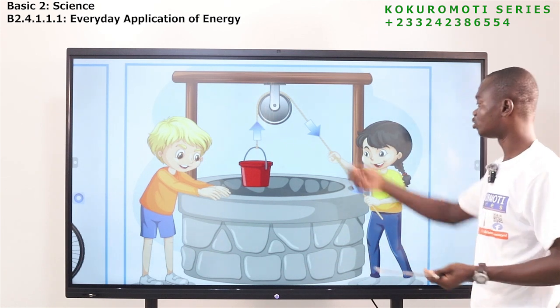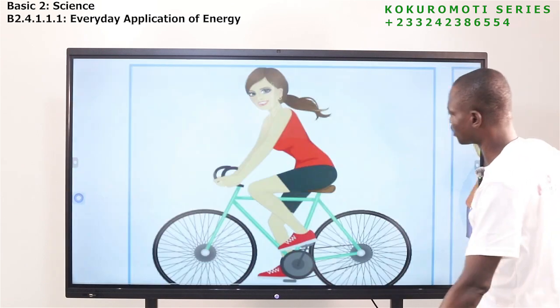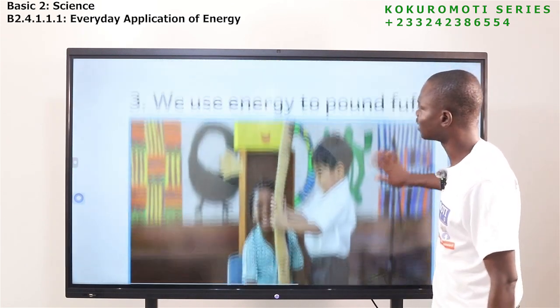If you are hungry, can you pull this? You can't pull. So we use energy to fetch water, to ride a bicycle. Let's look at the next one.